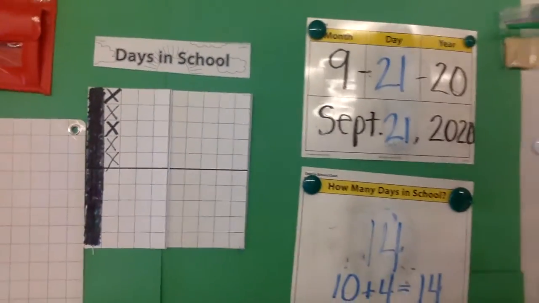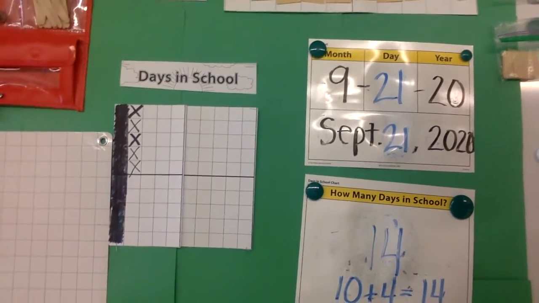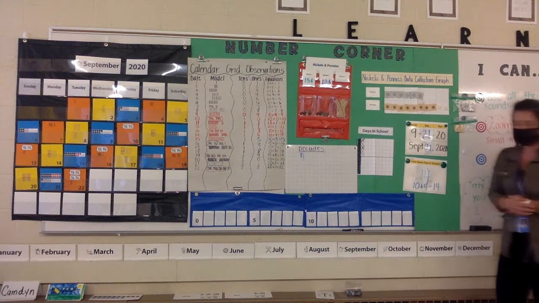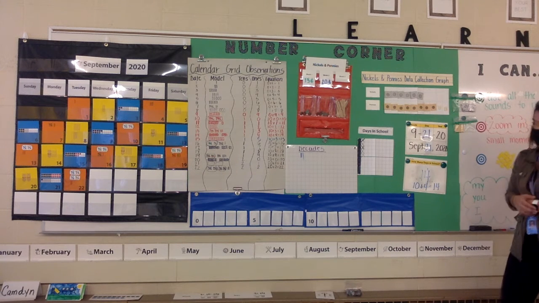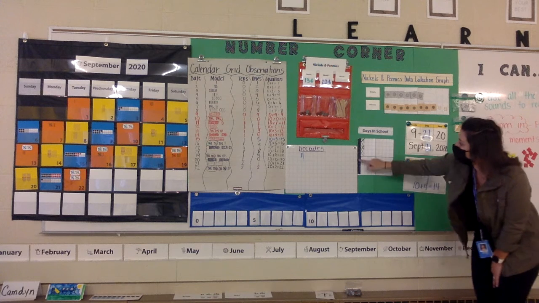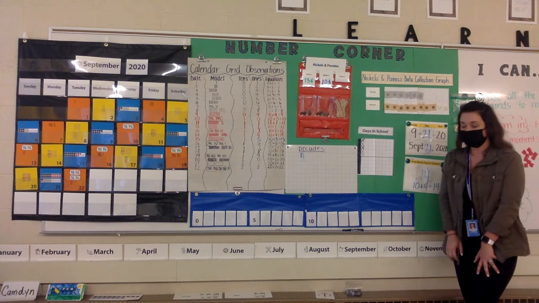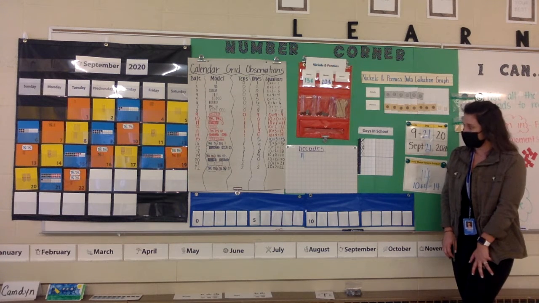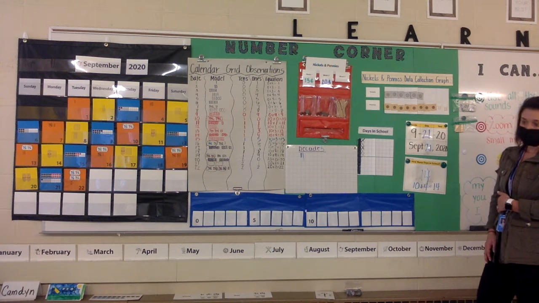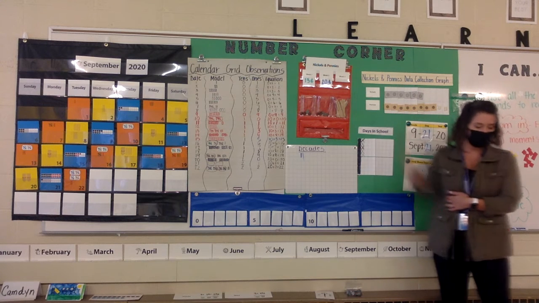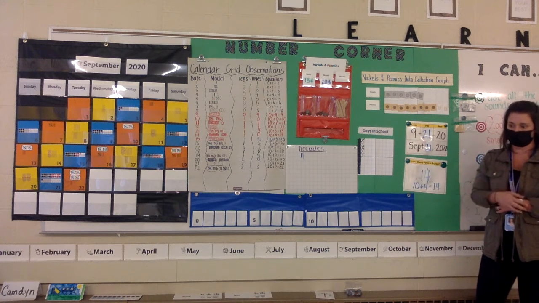What do you notice about our days in school chart? What do you notice, friends? Yes. That the squares that are colored in have more. Oh, the squares that are colored in have more. Good. What else do you notice? I noticed that we've been in school a lot. Good. What do you notice about this, though? Our chart. You should be able to easily see how many days in school. There's a reason for it.